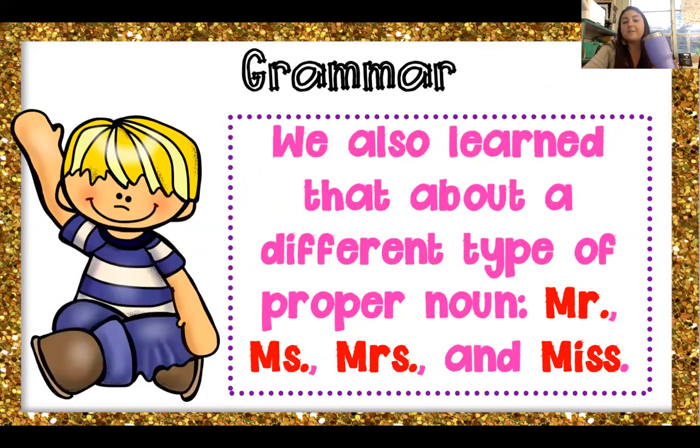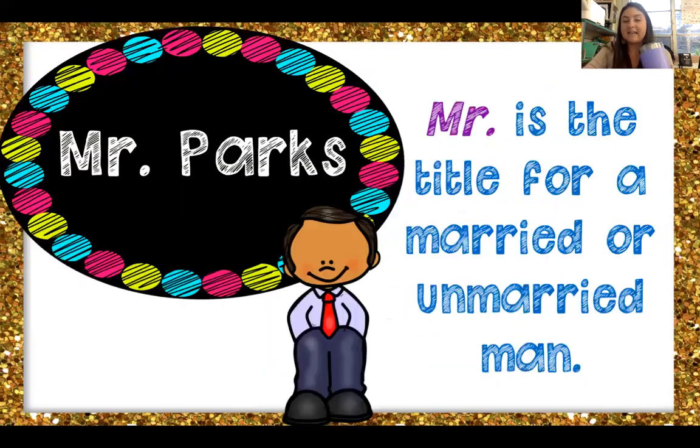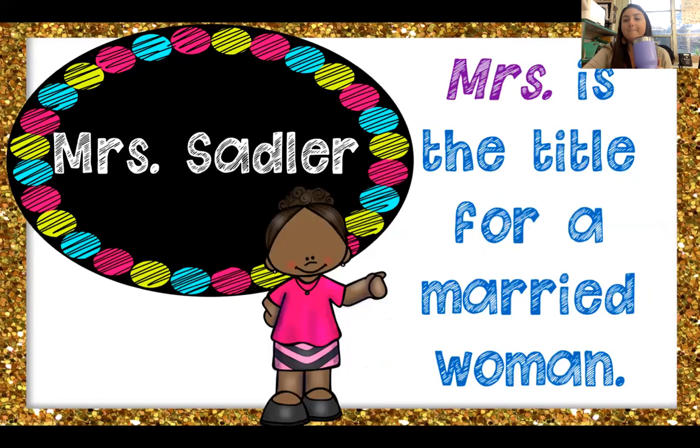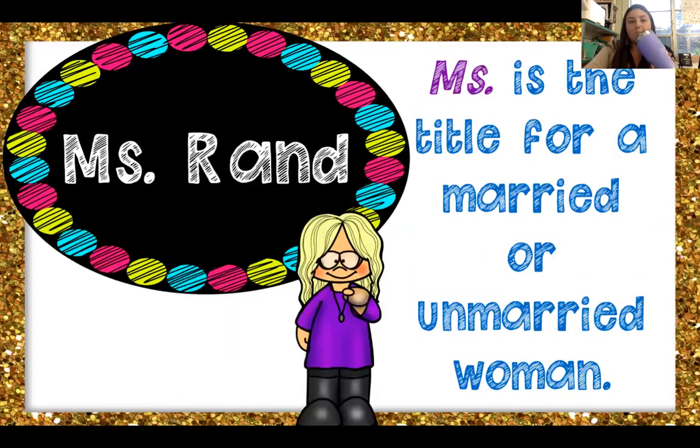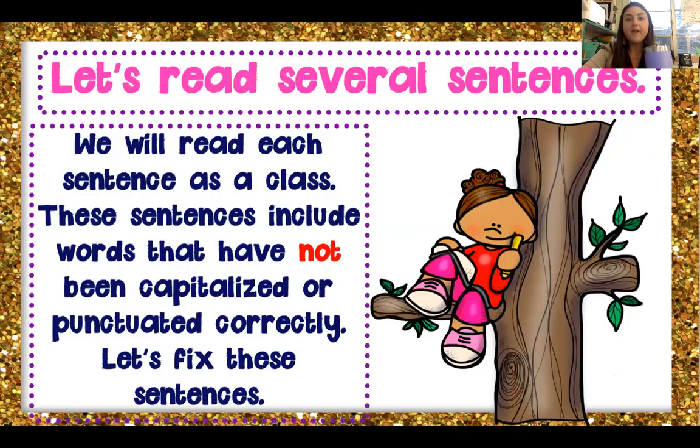All right, we also learned about a different type of proper noun, Mr., Ms., Mrs., and Miss. Mr. is the title for any married or unmarried man. Mrs. is the title for a married woman. Miss is the title for an unmarried woman. Ms. is the title for a married or unmarried woman. You usually use this when you don't know if they're married or not. You might call them a Ms. All right, let's read these several sentences together.